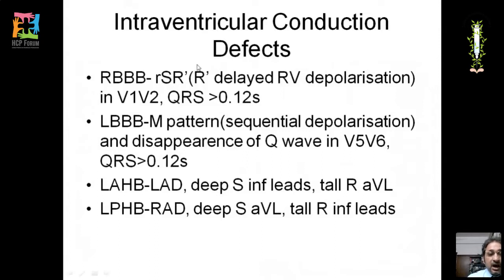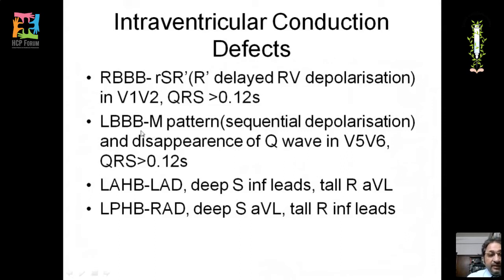So R dash is because of the delayed RV depolarization, and the QRS will be more than 0.12 seconds in case of complete RBBB. If it's incomplete RBBB, the duration will be from 0.11 to 0.12 seconds. In LBBB, we get an M pattern in V5, V6 with disappearance of the Q wave. I already told you that in the left-sided lead, presence of a Q wave is normal.